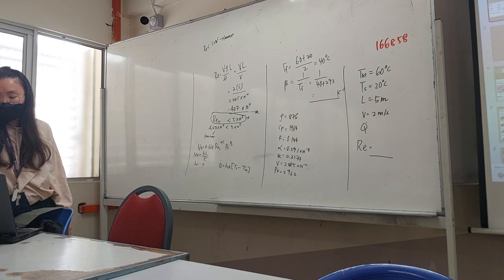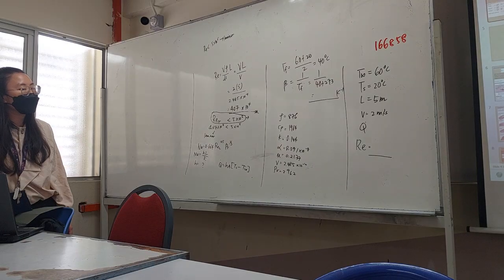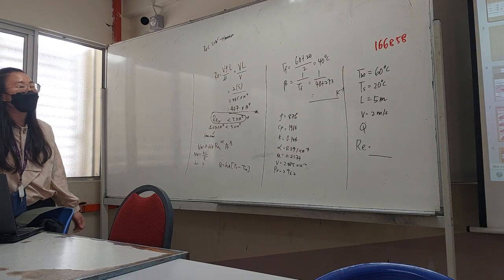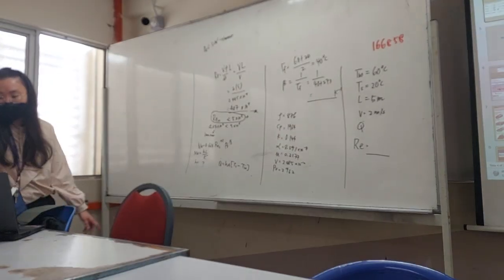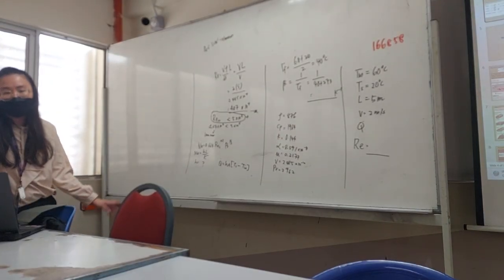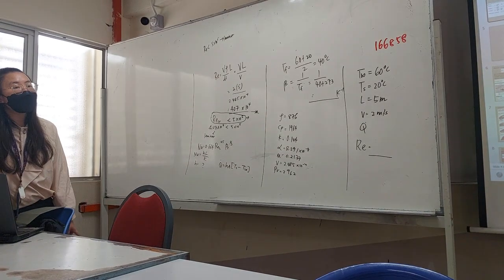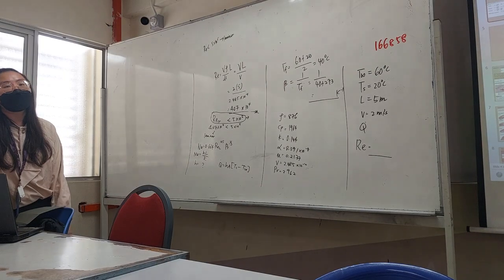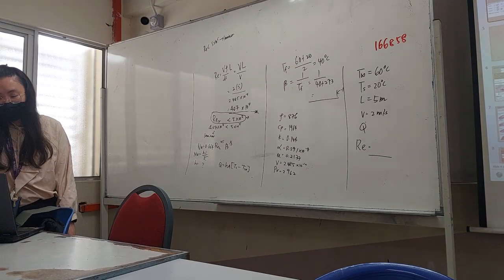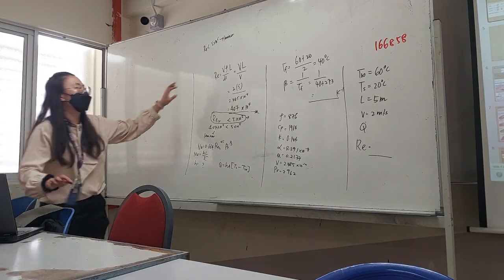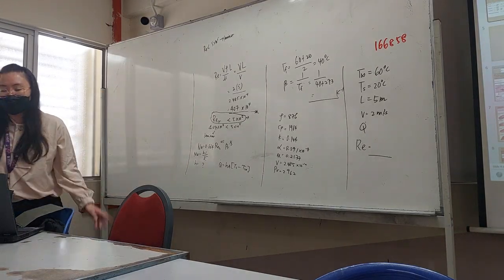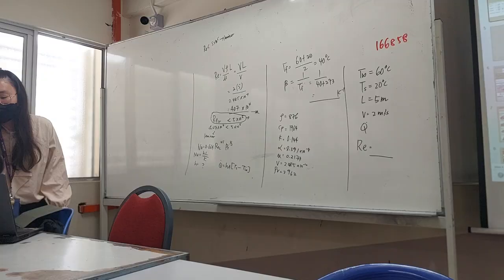Okay, if the question asks you to calculate the Reynolds number, this one is referring to forced convection. If the question gives you Grashof number, Rayleigh number, Ra value, that one is referring to natural convection. If they give you the velocity and ask for the Reynolds number, normally that one is forced convection.